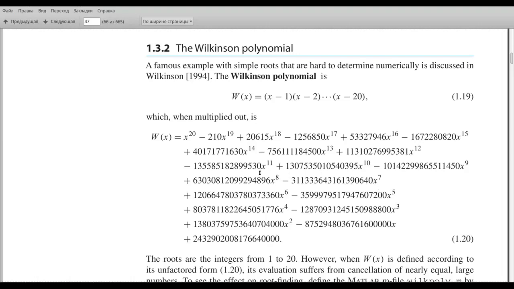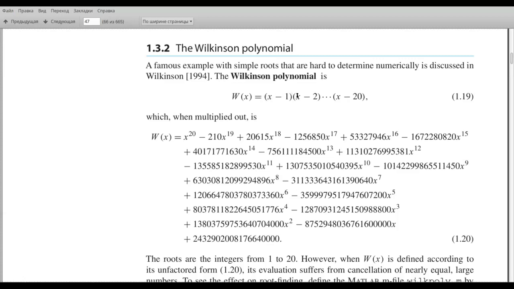So in the last lecture, I started to talk about the Wilkinson polynomial. So here it is from your book. Essentially, this is a polynomial of power 20, which has roots which are just natural numbers from 1 to 20. So 1, 2, 3, and so on till 20.